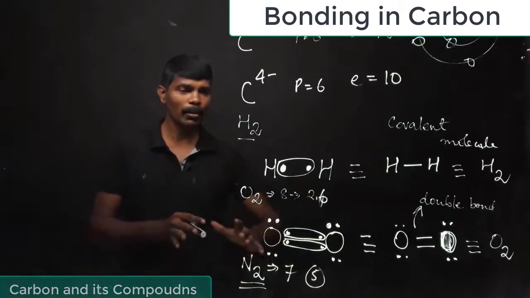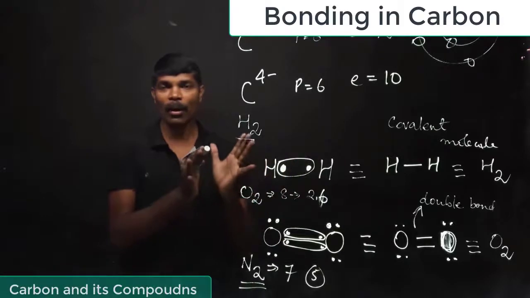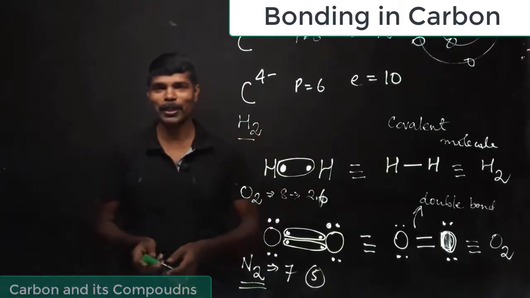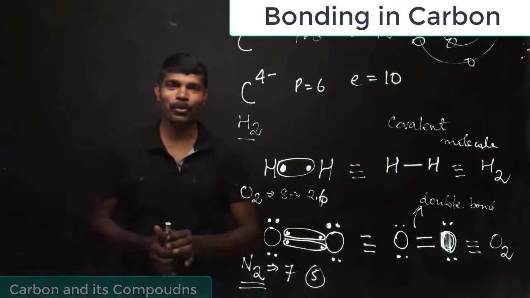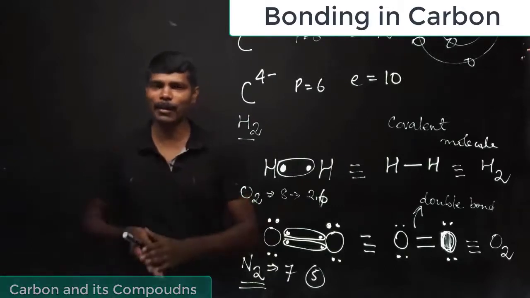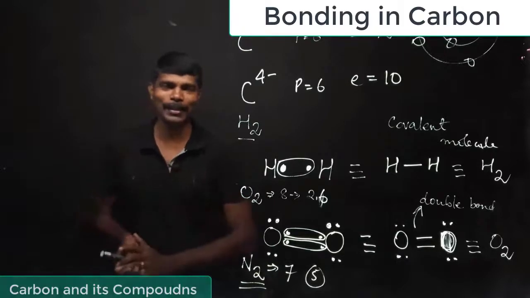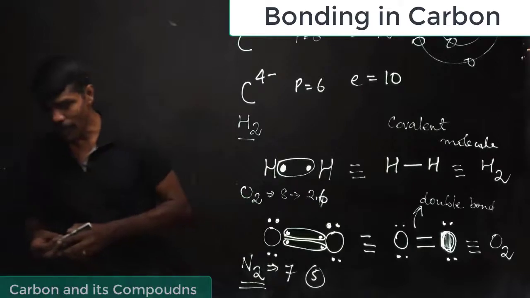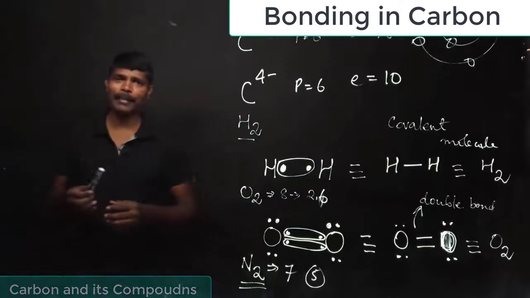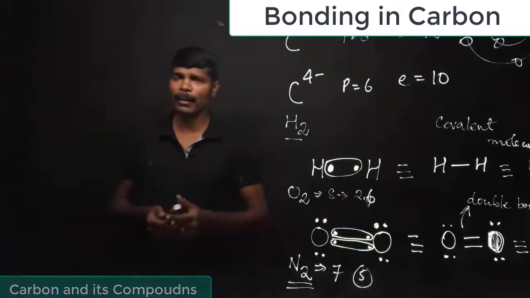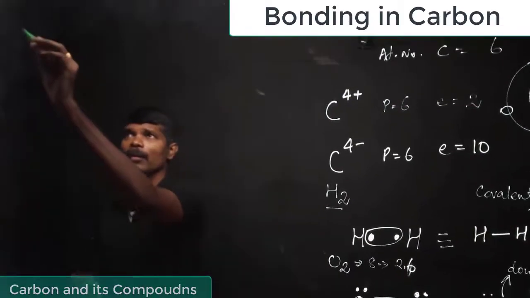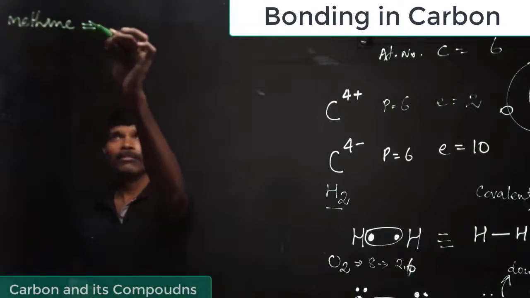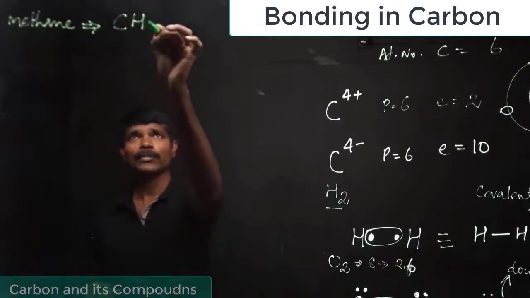So this is all about the simplest molecules, how sharing of electrons takes place, or how the covalent bond is formed between the species. Now the time has come to understand how bonding takes place, or how sharing of electrons takes place in case of carbon. Let us understand. In order to understand the sharing of electrons, let me take a simple example of a molecule called methane. Dear students, you should know that the molecular formula of methane is CH4.